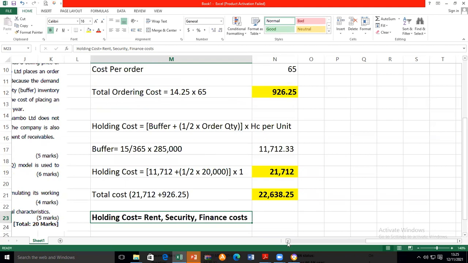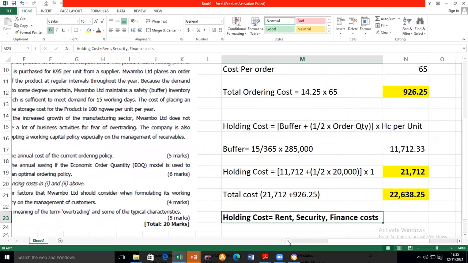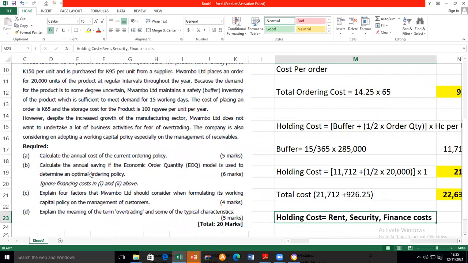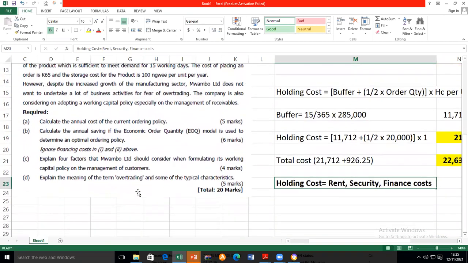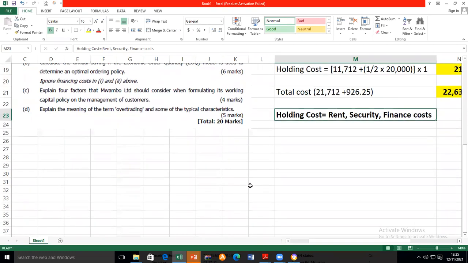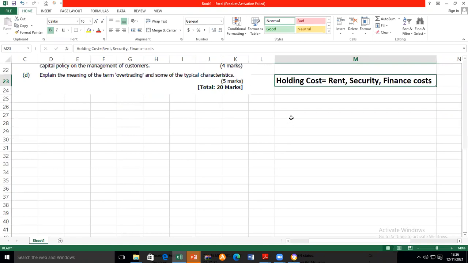Now let's go. The question continues. What are they saying? Calculate the annual saving if the EOQ model is used. We switch to EOQ. Ignore financing costs in years 1 and 2. So let's talk about the EOQ. Do you remember the EOQ formula? Yes, sir. Okay. EOQ formula. So let's find out using EOQ.